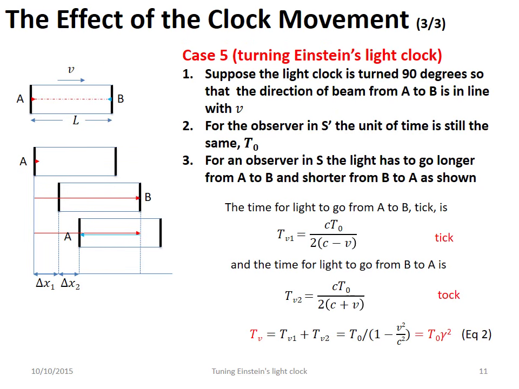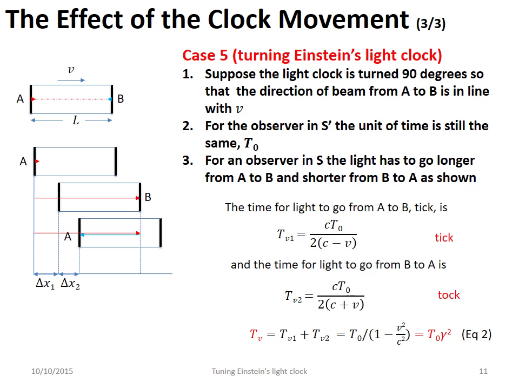Case 5. Turning the light clock. Suppose the light clock is turned 90 degrees so that the direction of the beam from A to B is in line with the speed of the clock itself, v. For the observer in S prime, the unit of time is still the same, T0.